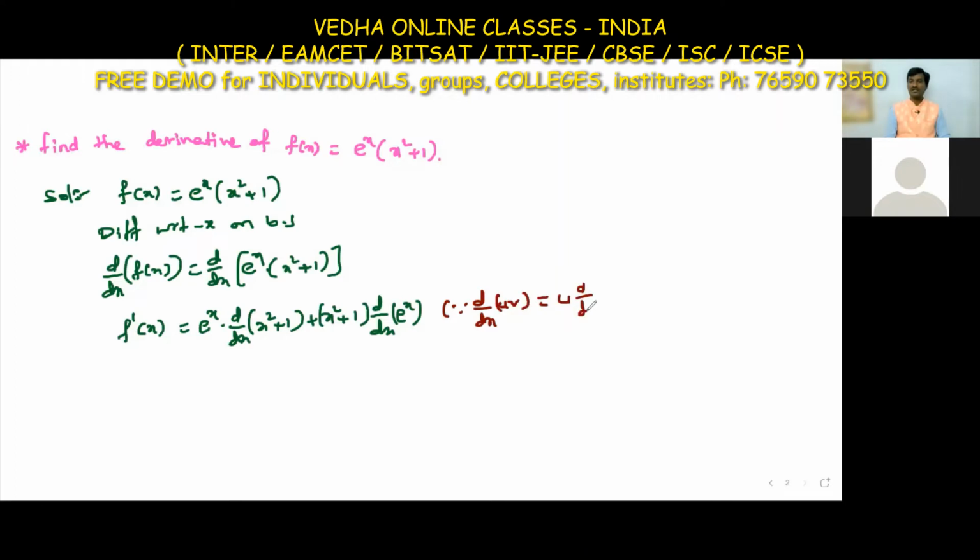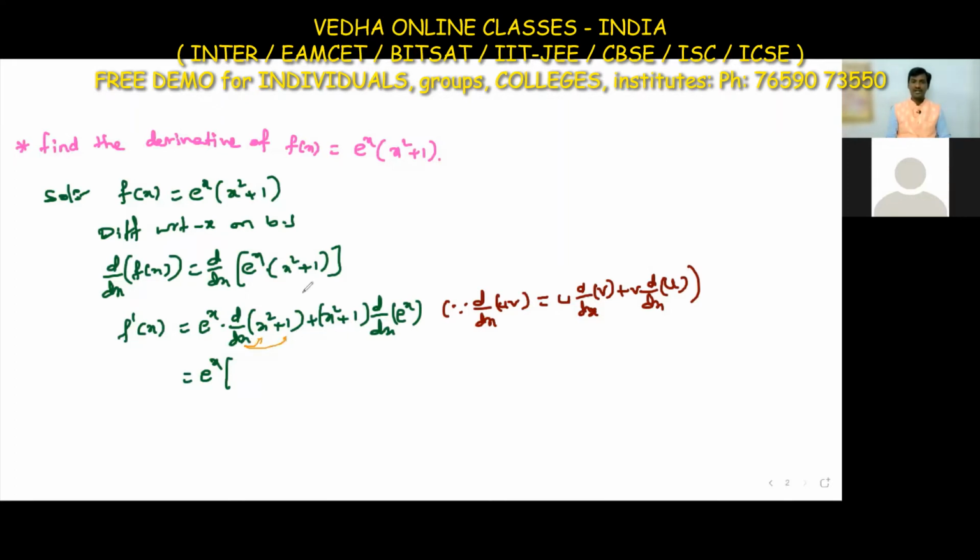U outside, d by dx of v, plus v into d by dx of u. Okay, so here e power x as it is, I am writing x square, d by dx of x square. After that here we differentiate, this d by dx is applicable for both the terms.